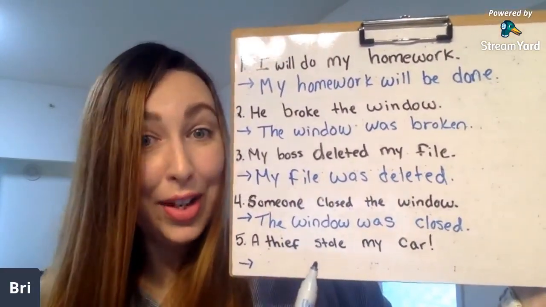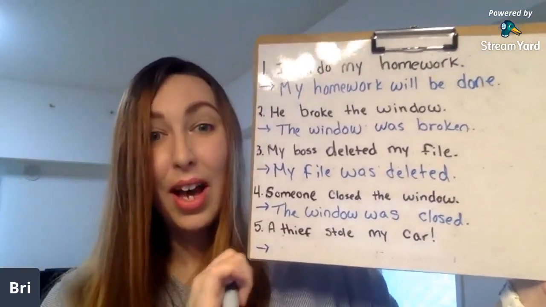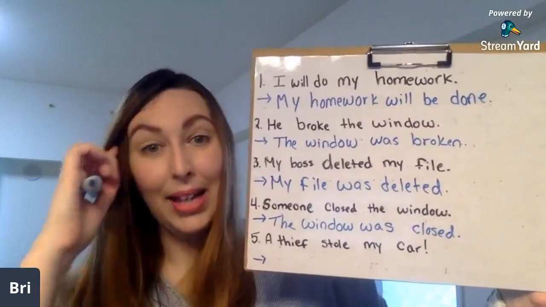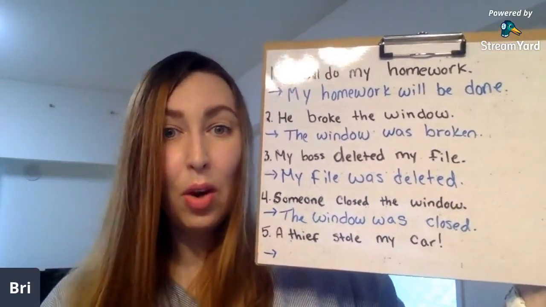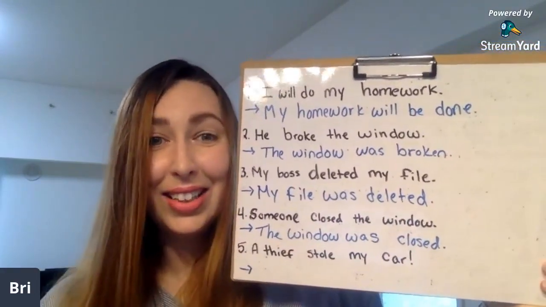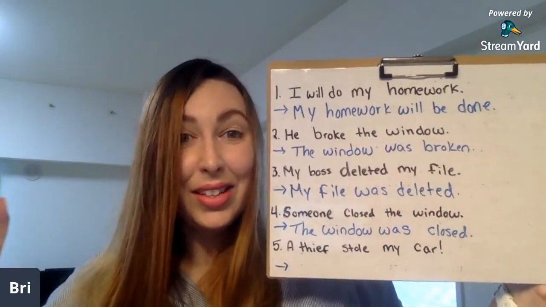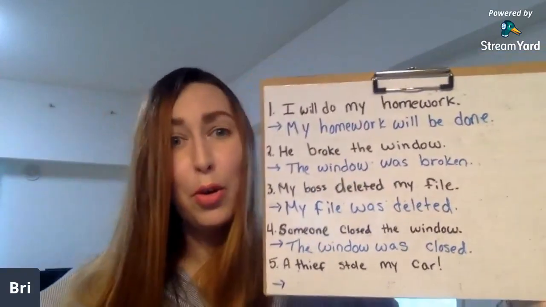Okay, we're going to do the last one, number five. A thief stole my car. Oh, that's terrible. A thief stole my car. How are we going to make that passive? Because we don't know who the thief is, right? Or maybe we want to emphasize, my car, right? If you just notice that your car is gone, you might not think a thief stole my car. You don't know who did it, right?